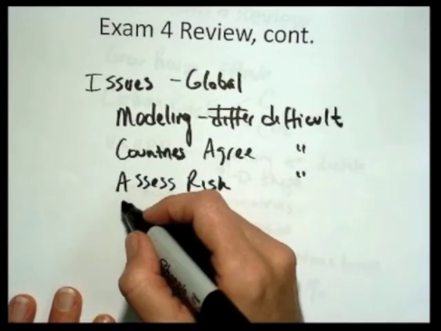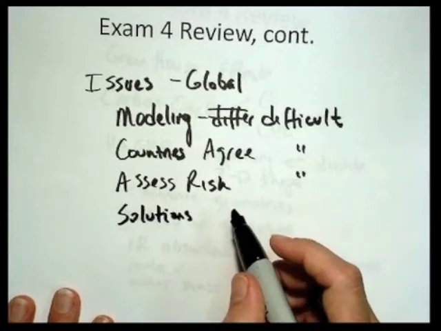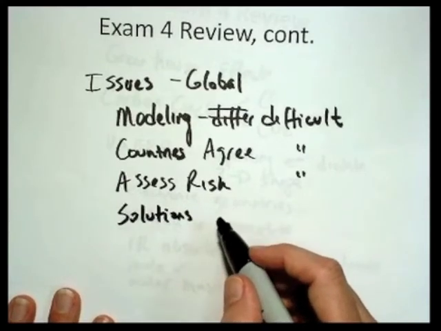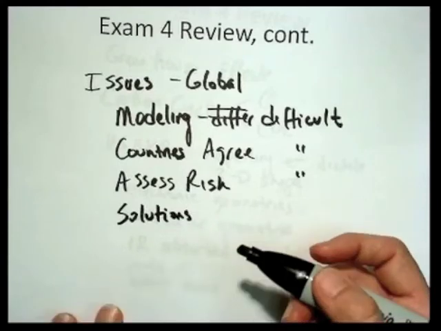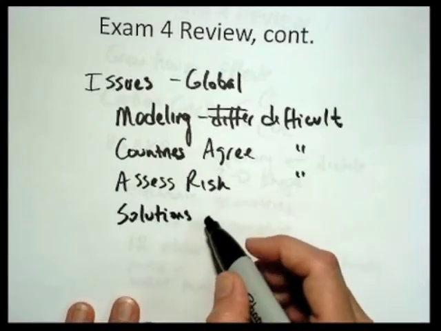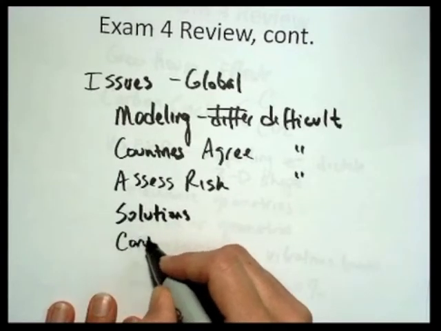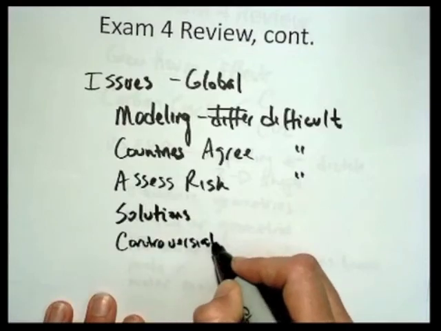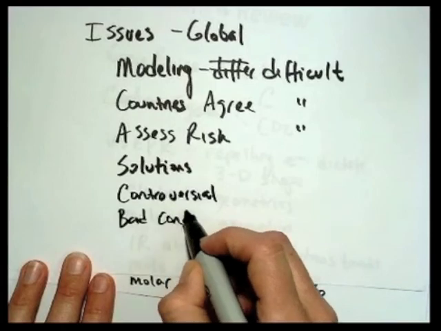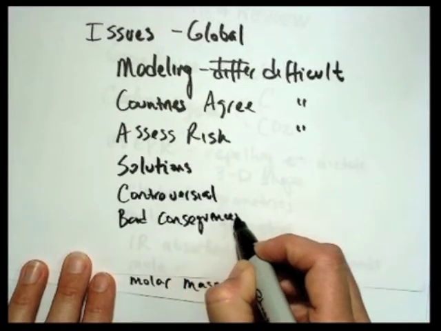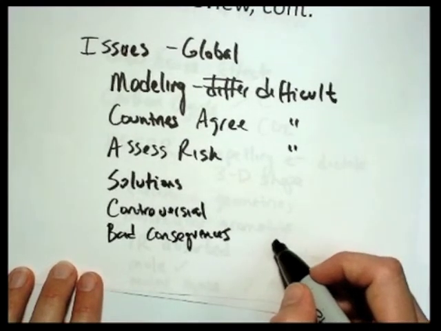Then you should be familiar with some solutions, such as carbon sequestration or more fuel-efficient types of industries. Okay, so be familiar with some solutions and why this whole business is so controversial, and what are some of the bad consequences of global warming. If the models work out, and then the worst case scenario, what could be some of the bad consequences?